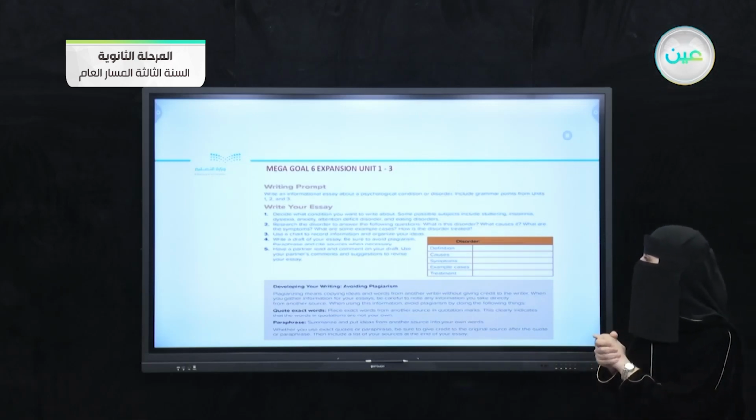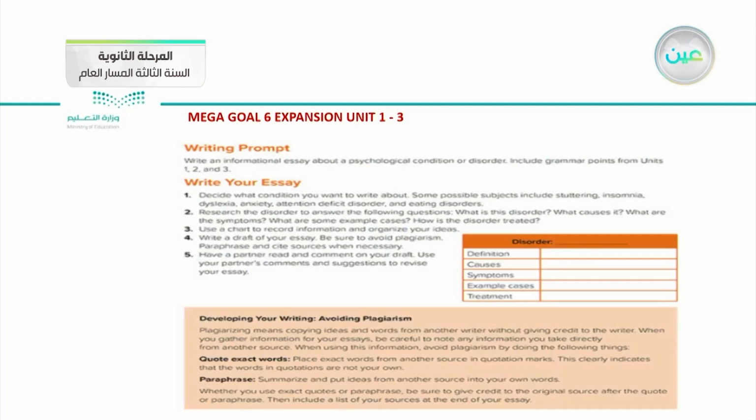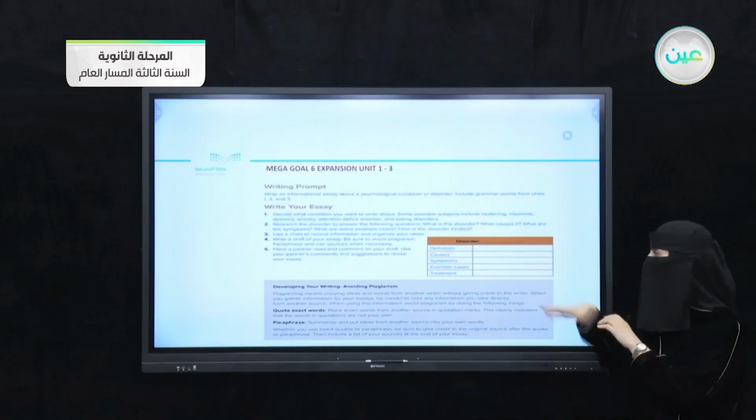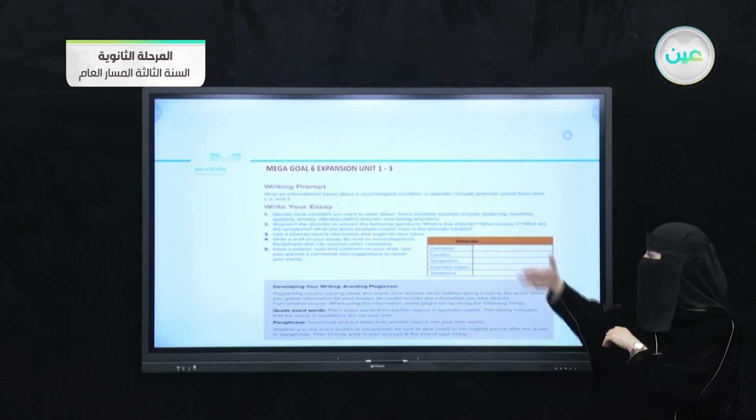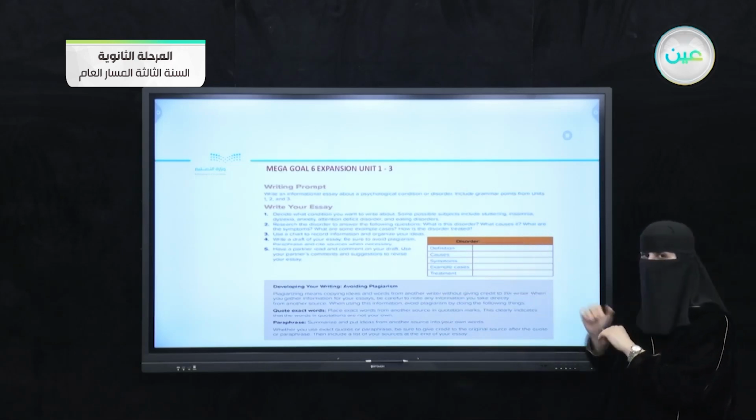Number 3, use a chart to recover information and organize your ideas. Look at the board. We have a small chart. Maybe it helps you, when you follow it, it helps you to write a good essay. The title of it is disorder, which means you choose the subject, the name of this disorder, and you put four or five elements behind it.